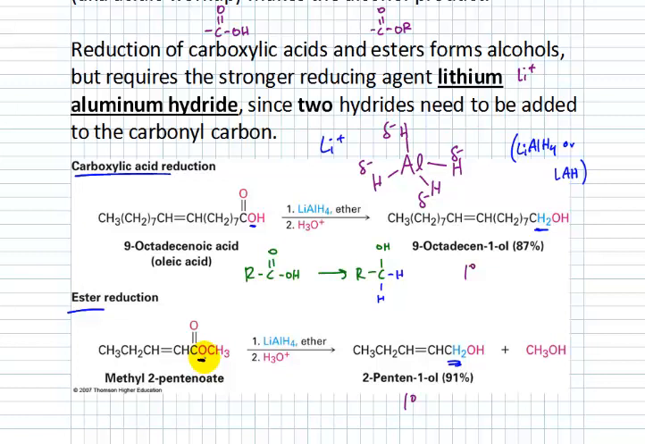Okay? When I have just an H on the carbonyl carbon, that's an aldehyde. When I have 2 R groups on the carbonyl, that's a ketone. Okay? The gentle sodium borohydride is best to use for those. LAH can be used for all of them, in fact, but we only really use LAH when we have to because it's so reactive. It's actually a little bit dangerous to use.